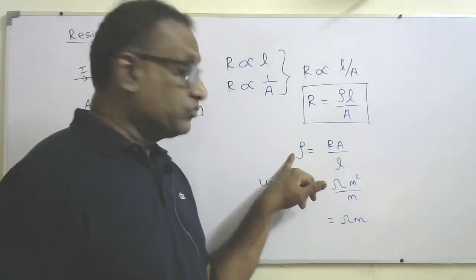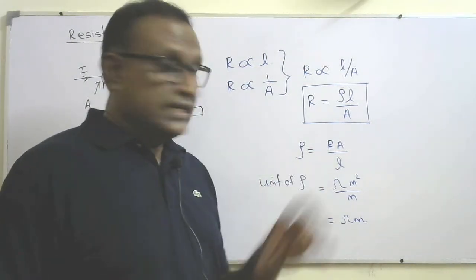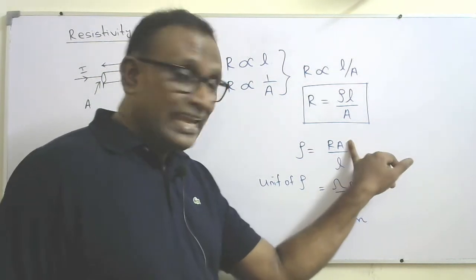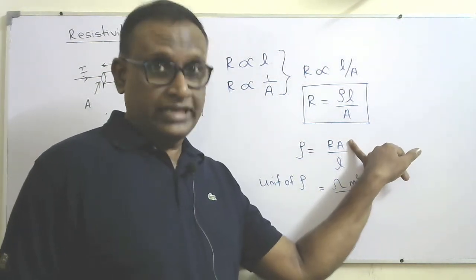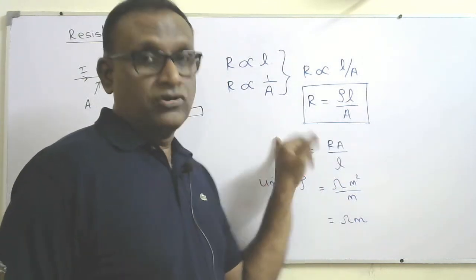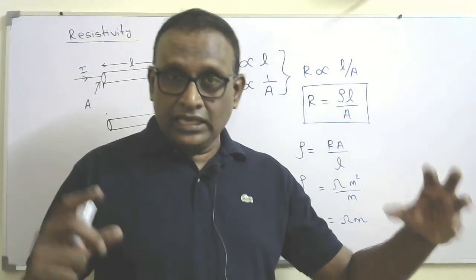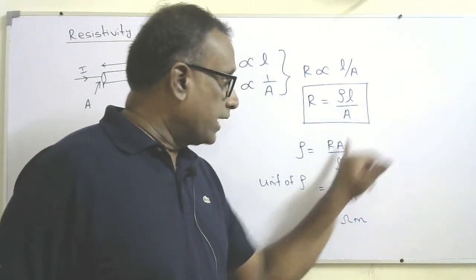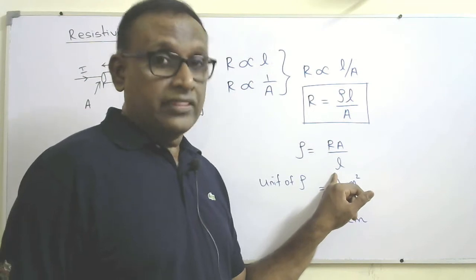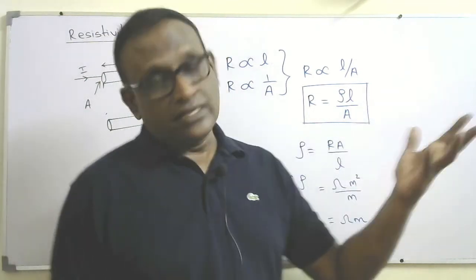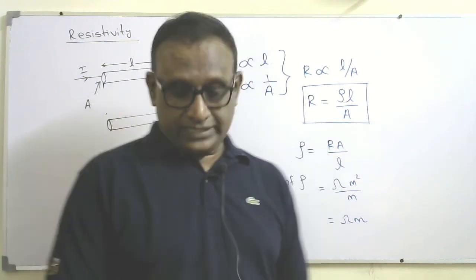We can define what resistivity means. When we consider one unit of length of wire which has one meter squared area of cross-section, then its resistance will be equal to resistivity. For a 1 meter length of wire, if the area of cross-section is 1 meter squared, so I make both 1, then I can say the resistance of that wire will be equal to resistivity. That's the way we define the resistivity.